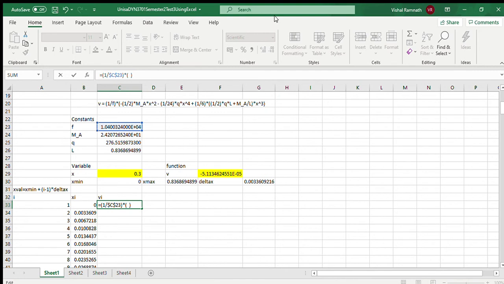I want to put minus a half MA x squared. So I'm just going to say minus, open bracket, 1 over 2 times MA, which is C24, times X, in this case the value there, squared, minus 1 over 24 times Q, which is C25, times X to the 4th power, plus 1 over 6 times some stuff times X cubed.